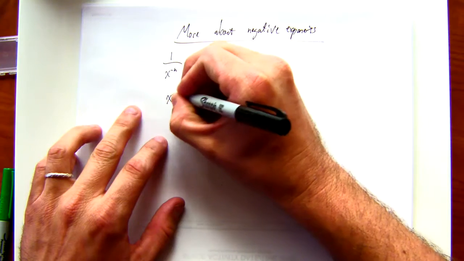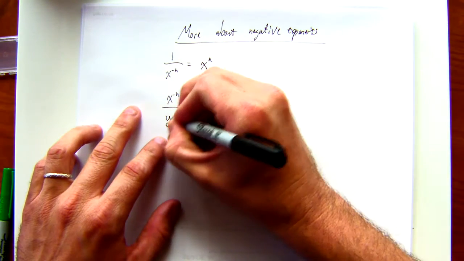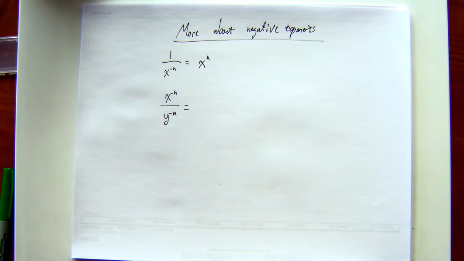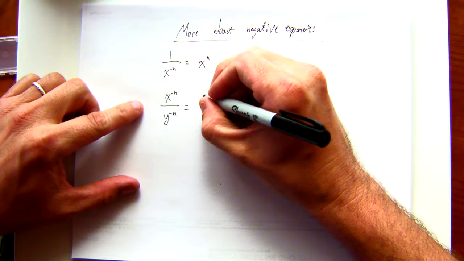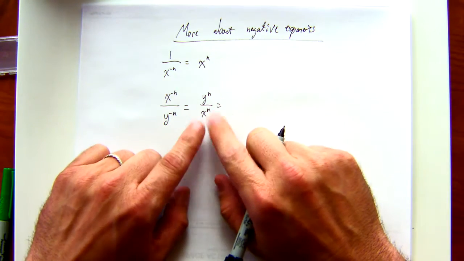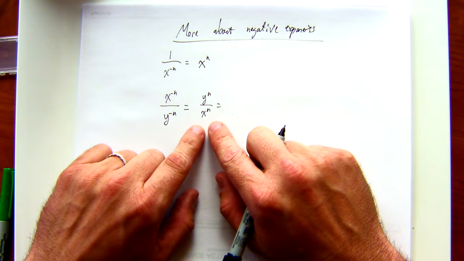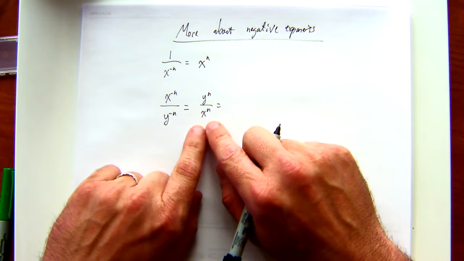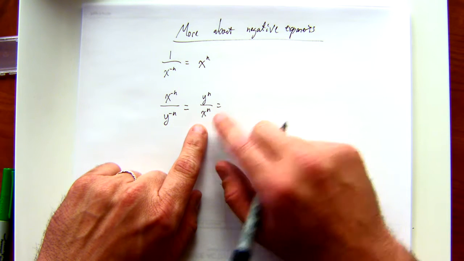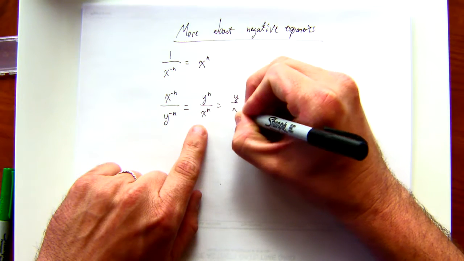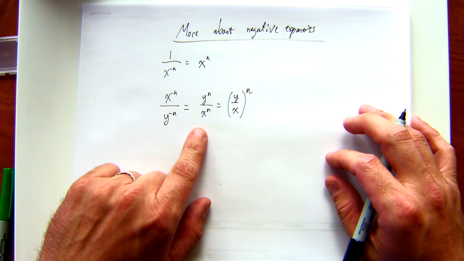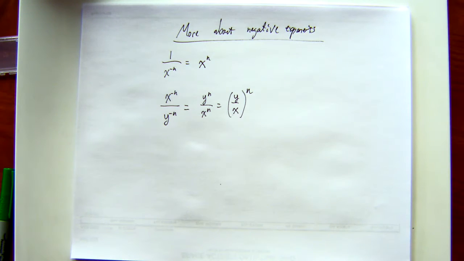Another one, x to the negative n over y to the negative n. Y to the n over x to the n. Using another rule, can I simplify this another way? Not subtracting, that one's coming up, but it was like the second rule I think I did. This is the same thing as y over x raised to the n power. Remember the second rule I did?